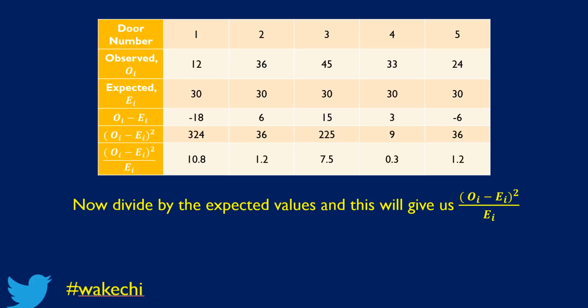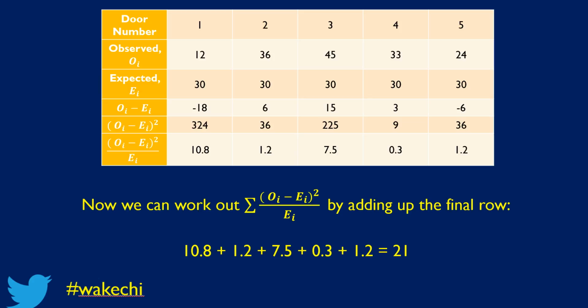And we'll do that for all our other values. So we do 36 divided by 30, etc. And then we're on our way to getting our chi squared. Because we have to sum the values together, you have to add that bottom row together. So add the 10.8, the 1.2, etc. and hopefully get 21. Again, if you're not sure, work through it yourself, and see if you can match up with 21 and just check your values with mine along the way.